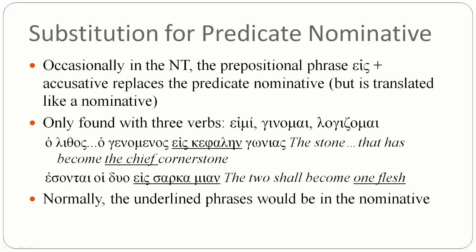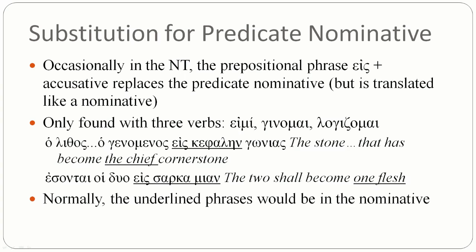So some examples of why this is important. Now, the next few uses of the nominative are very limited, and you won't see them very often. This first one doesn't even concern a nominative, okay? But occasionally in the New Testament, instead of using a predicate nominative, okay, instead of using a word in the nominative to play that role, they will substitute the prepositional phrase eis plus the accusative. Okay, but you don't translate it that way.